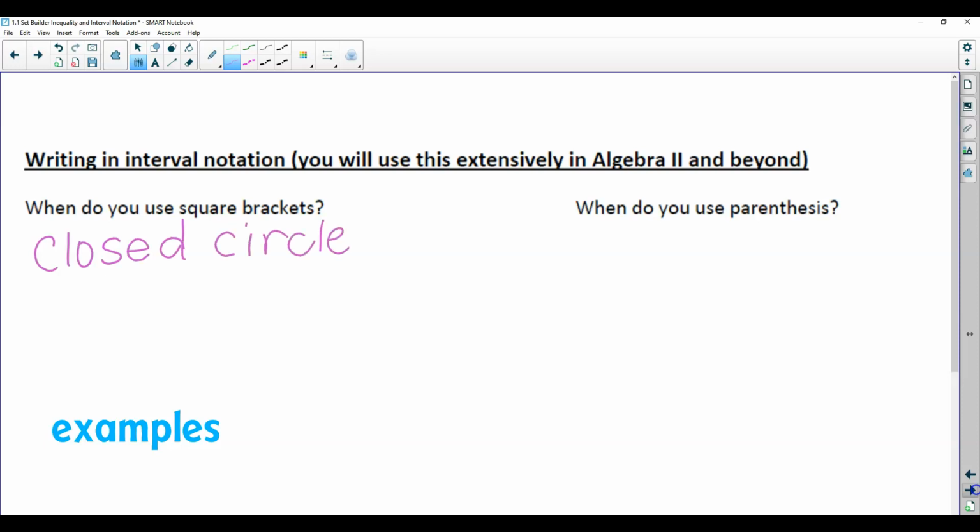And we can write something else here. Think about the inequality symbols. What do the inequality symbols have to have for it to be a closed circle? What has to be underneath it? Yeah. Let's draw examples of that. All of those, all of that goes together.